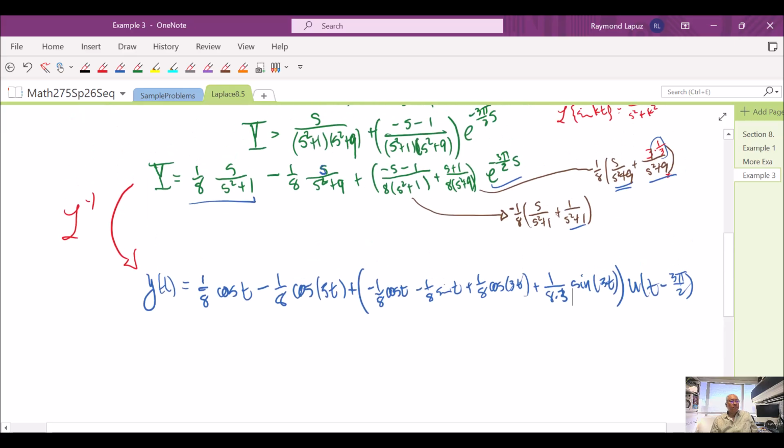Okay, so I hope that helps. This is how we solve for these equations using the unit step function. All right, we got some more to do, but this is the end of this video. This is section 8.5. Good luck.